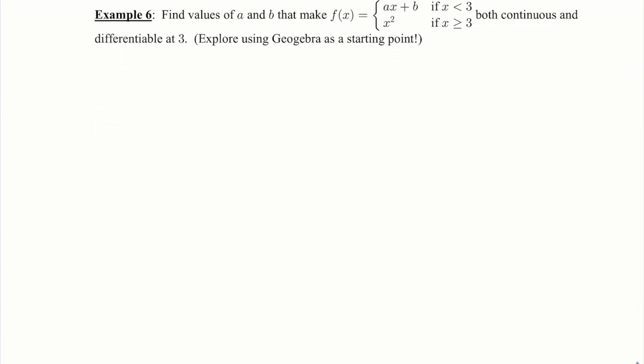Then in example 6, we have a piecewise function with two parameters, a and b, that we can play around with. And we want to figure out how to make this function both continuous and differentiable at 3. So let's take a look at what this function is doing using GeoGebra.